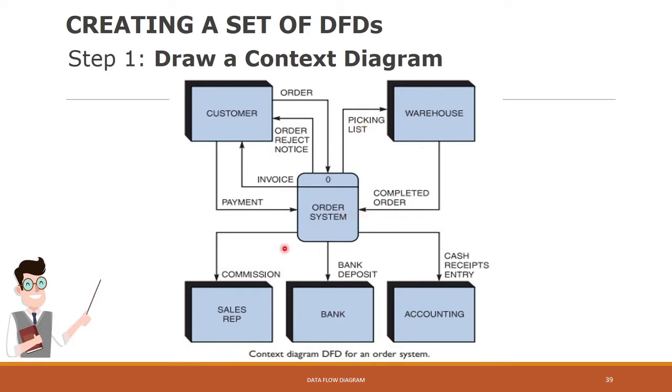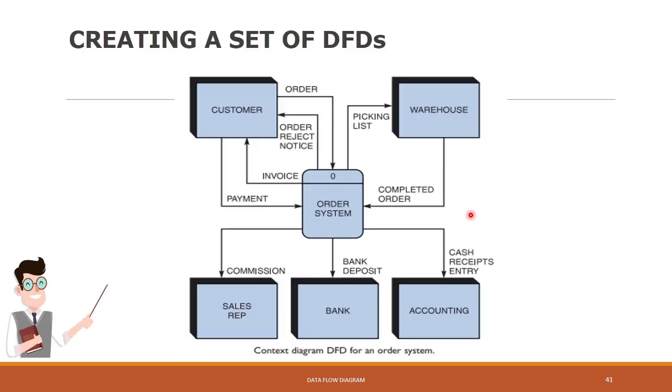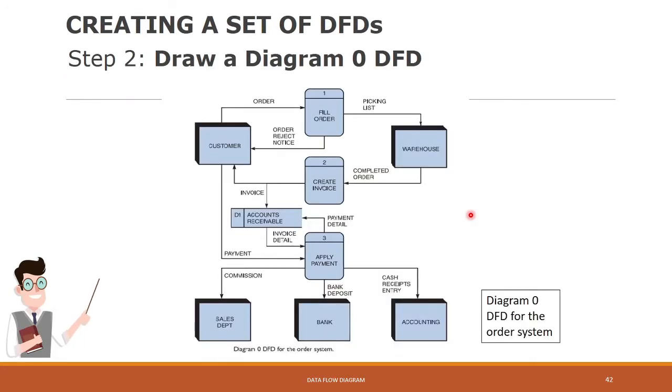and use data flows that connect the entities to the central process. As you can see, there is no data store in your context diagram because they are contained within the system and remain hidden until more detailed diagrams are created. So here, step number 2 is to draw diagram 0 for the data flow diagram.